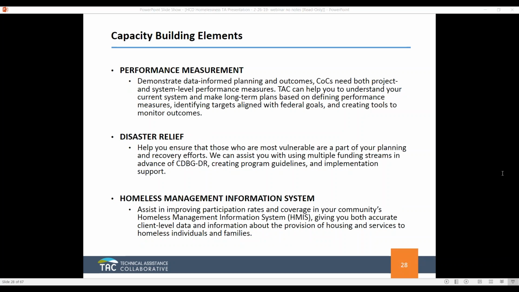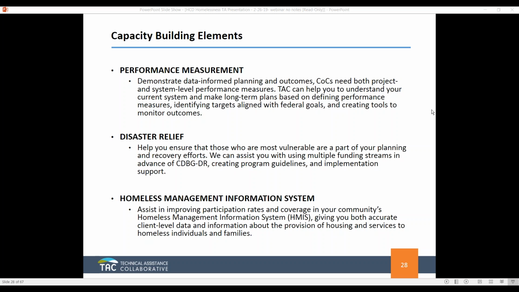Okay, performance measurements. So we could help you look at both the project performance measurements as well as system level performance measurements. We could help with monitoring for collaborative applicants, for the subrecipients and recipients, identifying targets aligned with federal goals, and creating tools to really monitor outcomes of the different things. We'd look at your data and your system performance measurements that you report through HMIS.